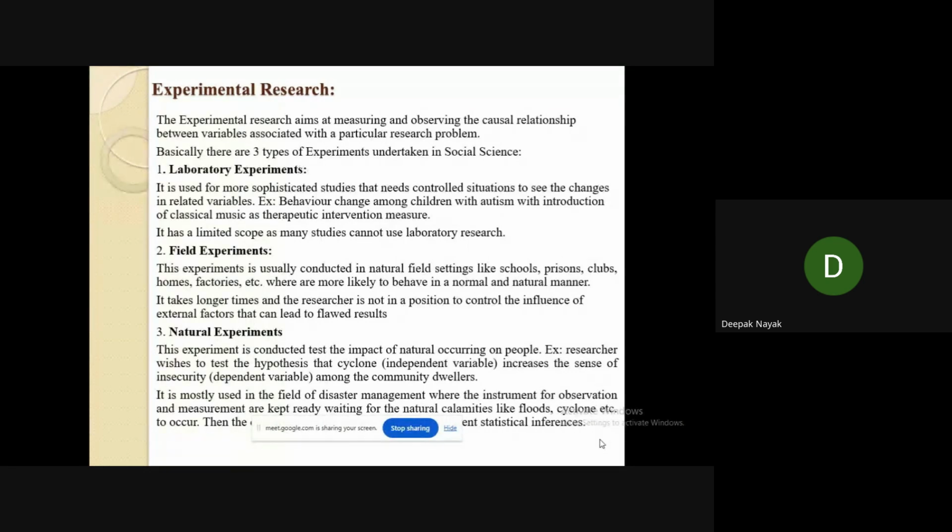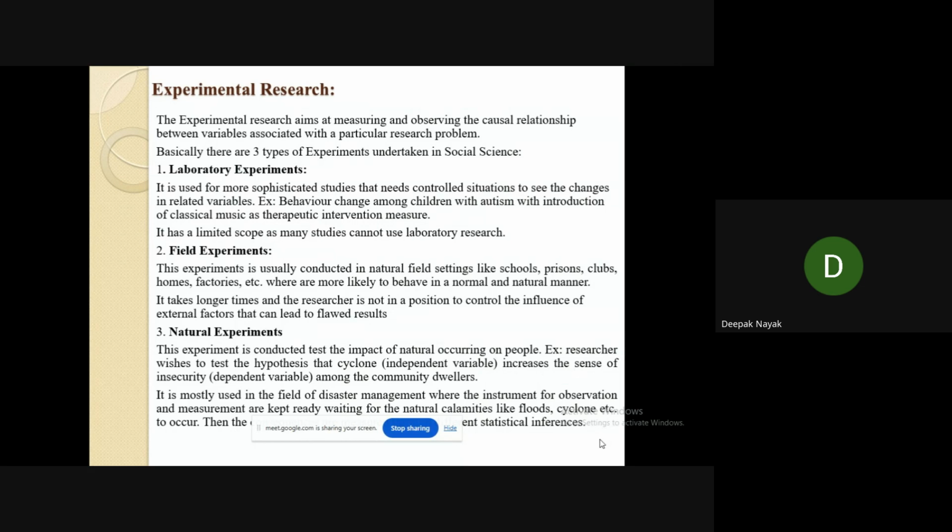Once they are made present in the laboratory with specific settings, and they are introduced to classical music or different kinds of music that have already been established as having a therapeutic impact on autistic children, then we can place some autistic children in the lab, introduce them to this classical music or music, and see how the behavior among autistic children gets changed.